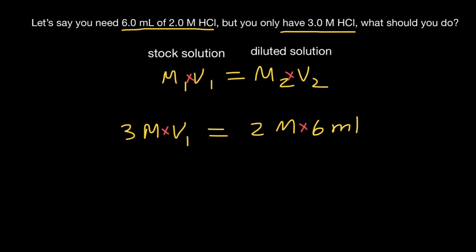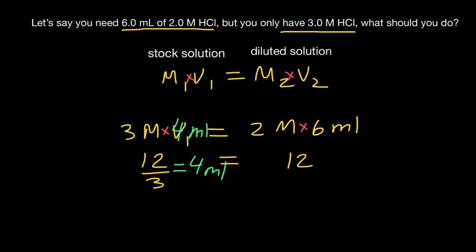If we multiply these numbers on the right side, we are going to get 12. And that means that on the left side, we also should get 12, but we only know molarity. We don't know volume. So 12 we should divide by 3. And we are going to get volume of the stock solution, which is 4 milliliters. So let's put it here, 4 milliliters. So 3 times 4 is 12, 2 times 6 is 12. So the left part is equal to the right part.